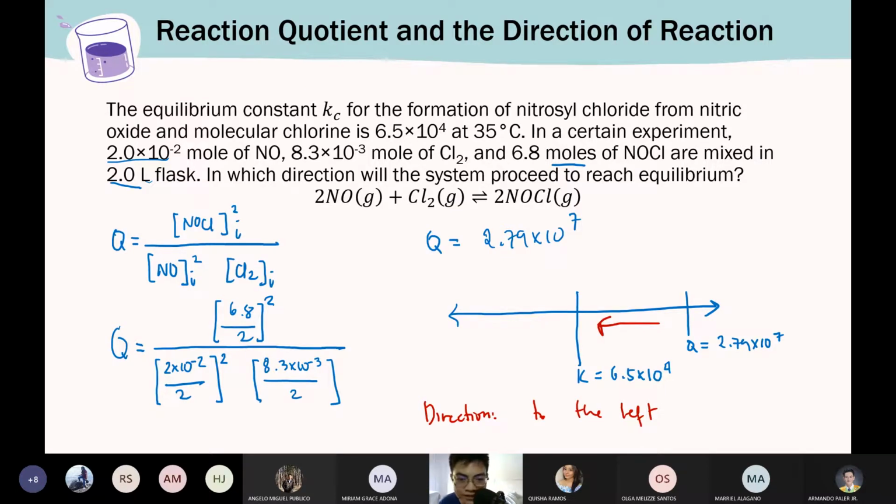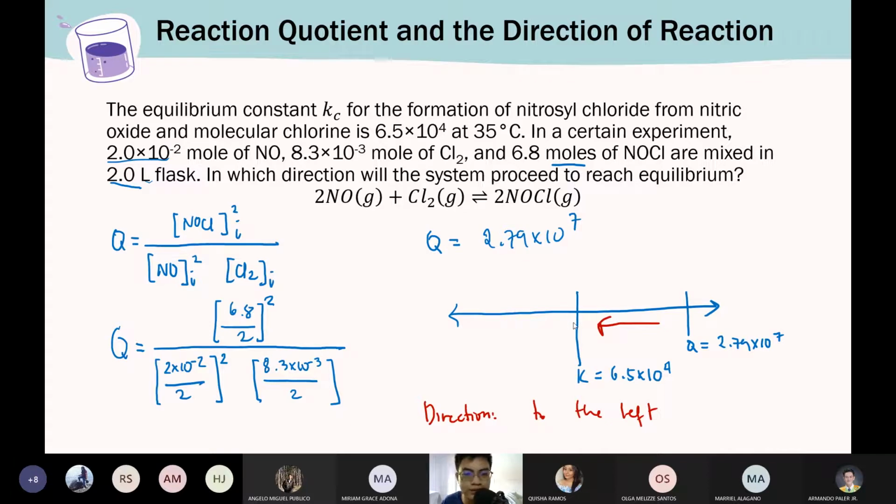For example, in our problem, your Q is greater than K, so your reaction goes to the left. Meaning, the 6.8 moles of products need to be converted back to reactant. Why does it need to go to the left? So that you can establish equilibrium. Q needs to move into the K value.